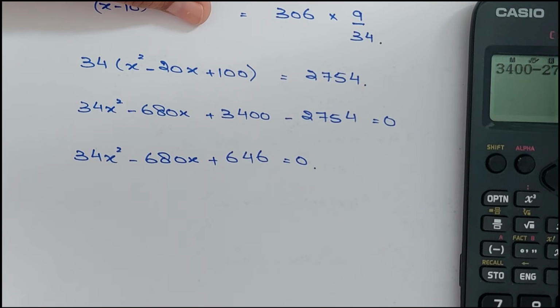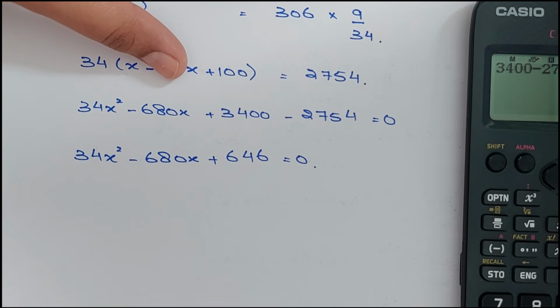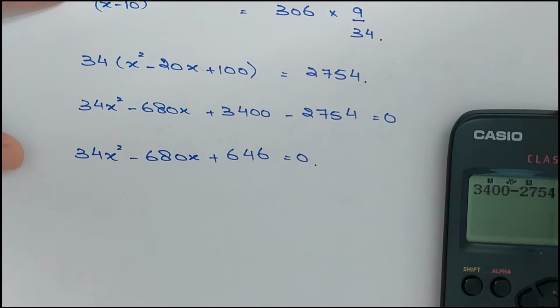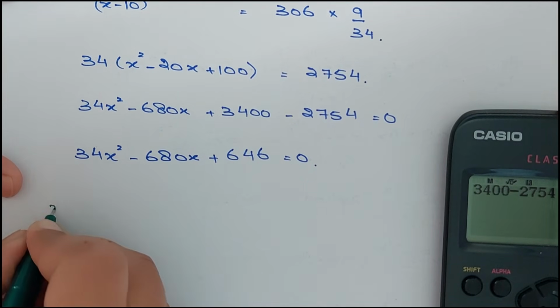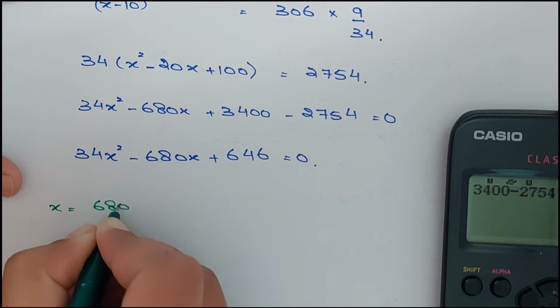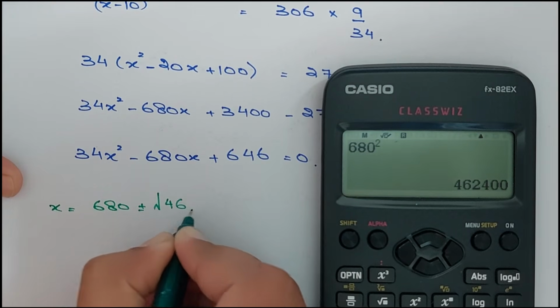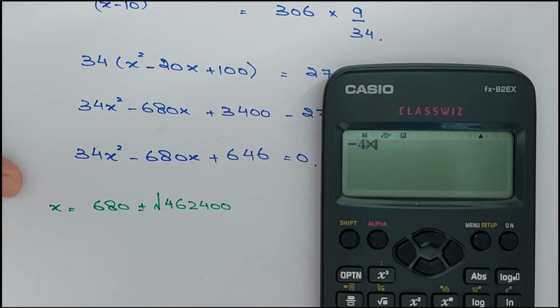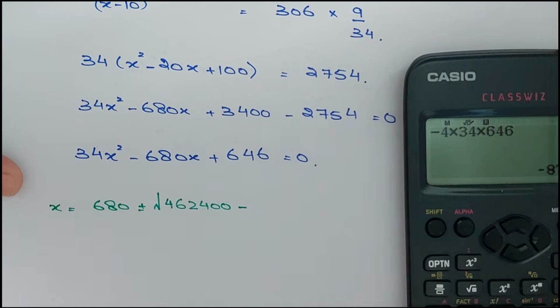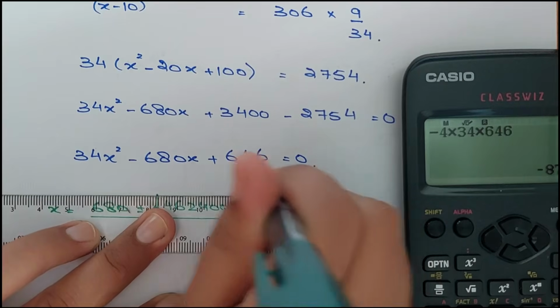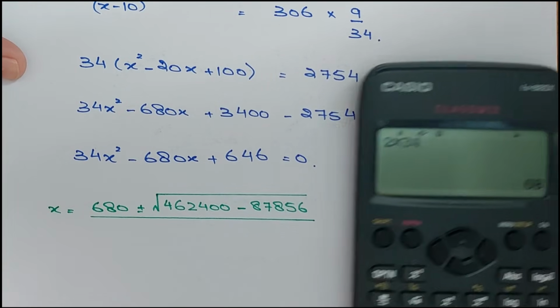Now this is a quadratic equation in x. We will get the 2 x values. I can solve it by factorization or the quadratic formula. Let's do it by formula. So x equals negative of b value, which is 680, plus minus square root of b square, 680 square is 462400, minus 4ac, which is 87856, divided by 2 times a. 2 times 34 is 68.